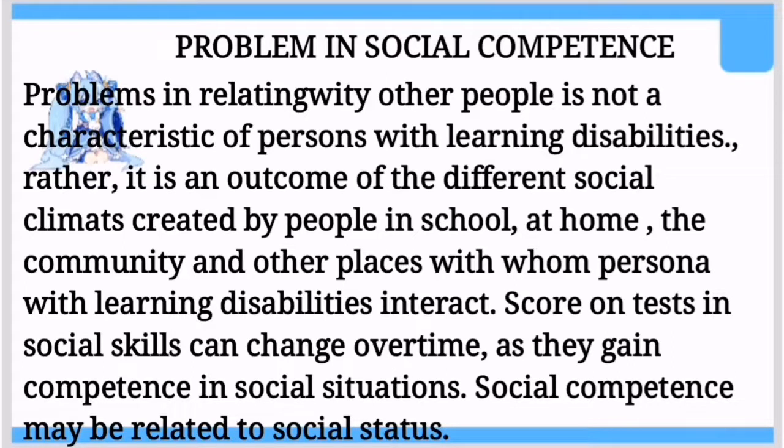Social competence may be related to social status. Thus, a disabled person may be popular, neglected, or rejected. They can have low social acceptance but can enjoy popularity, or they may have significant deficits in social skills but enjoy acceptance by their classmates and friends. One thing is sure, these children can enjoy socially rewarding experiences in the mainstream classroom.